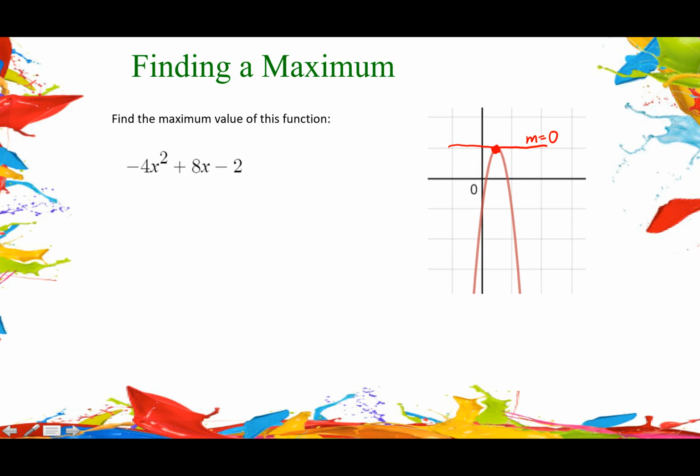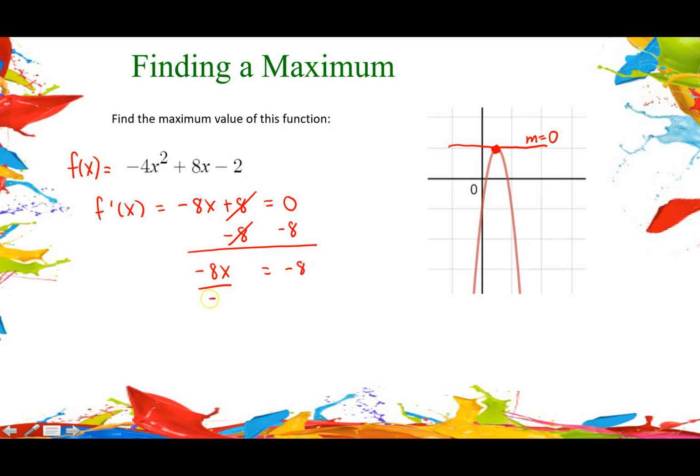So what we're going to do is call this function f of x, and all I have to do to find the maximum is take the derivative and then set it equal to 0. So this is going to be negative 8x plus 8, and then I'm going to set that equal to 0. Subtract 8 from both sides. I get negative 8x is equal to negative 8. Divide by negative 8, I get x equals 1.